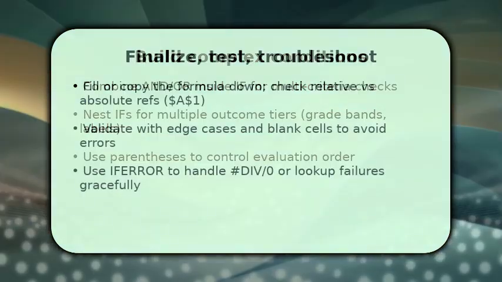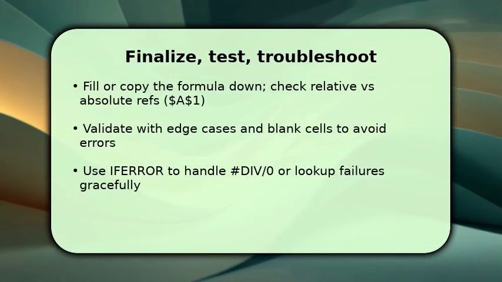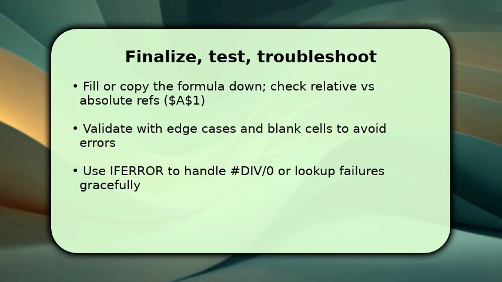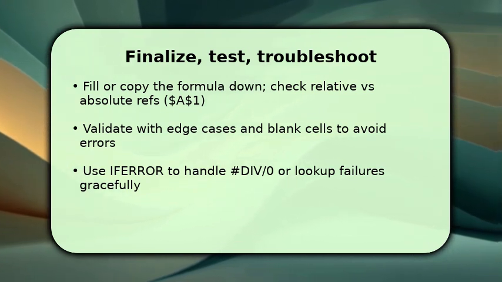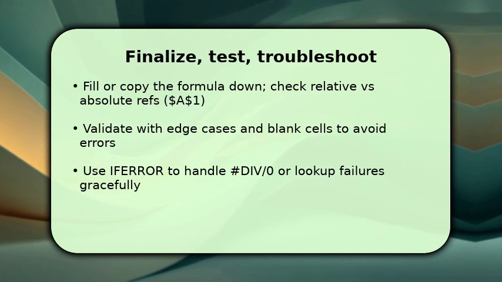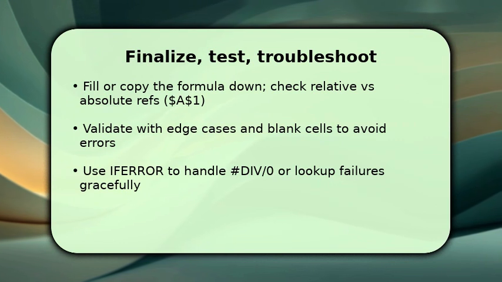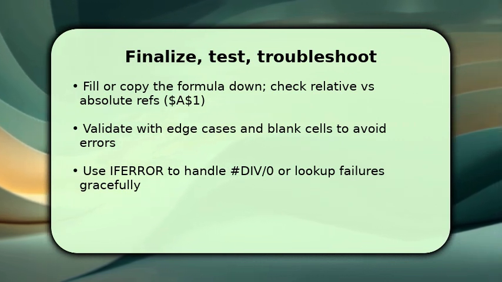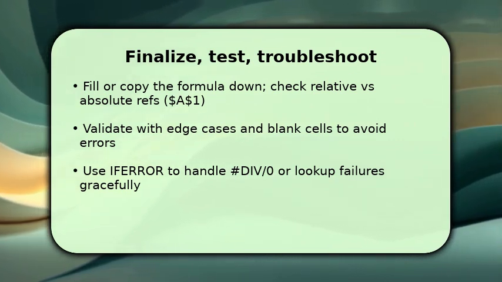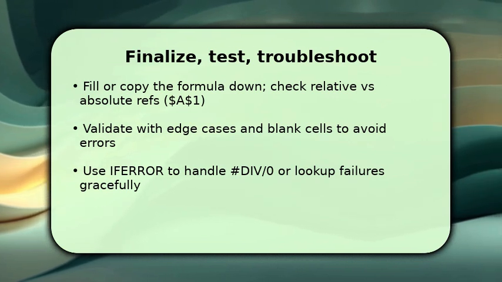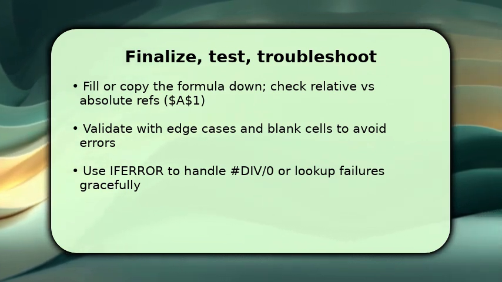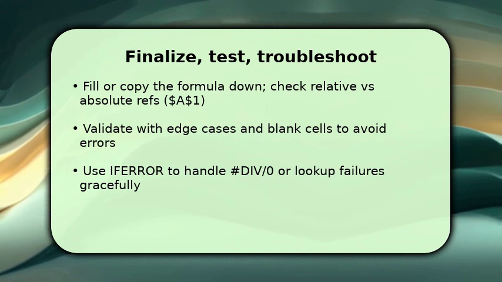Now copy the formula down the column and confirm references behaved as intended. Switch to $A$1 if a value must stay static. Test edge cases, zeros, blanks, and boundary values to ensure outcomes match expectations. If you see errors like #DIV/0! or #N/A, wrap the expression with IFERROR to show a friendly message. If results still look wrong, step through parts of the logic with temporary helper columns so you can isolate the problem.